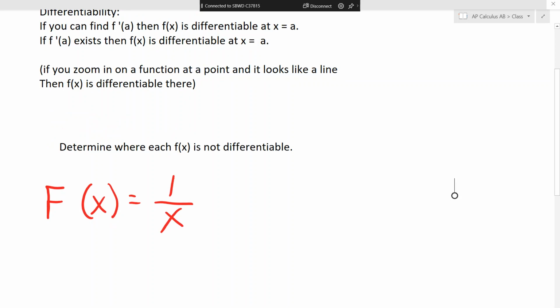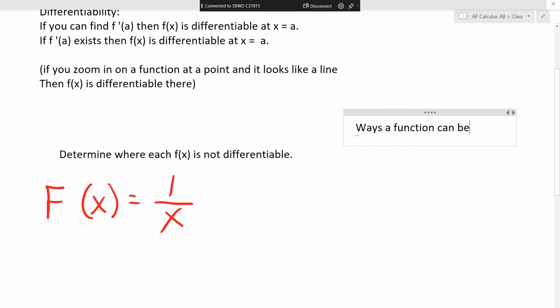First off, where's f of x not defined? At 0, because we can't divide by 0. If you plug 0 in, you don't get a point back. And if there's no point there, then you can't zoom in on it, so it can't look like a line, so it can't have a slope there. So automatically, without doing any calculus whatsoever, this function is not differentiable at 0. Easy enough?